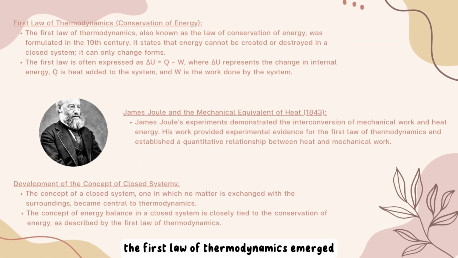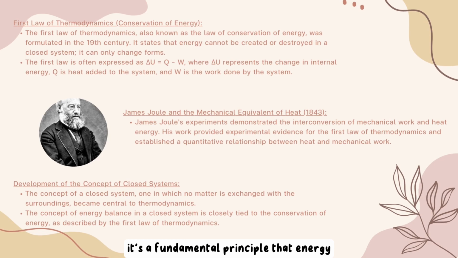In the 19th century, the first law of thermodynamics emerged. It's a fundamental principle that energy cannot be created or destroyed in a closed system, but can only change forms. This law is expressed as delta U is equal to Q minus W. In 1843, James Joule's experiments demonstrated a quantitative relationship between mechanical work and heat energy.